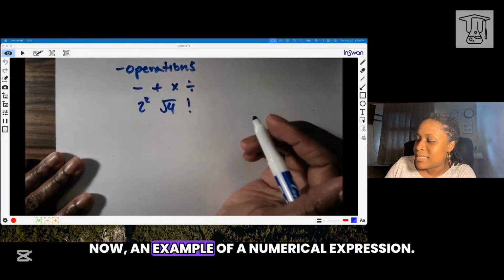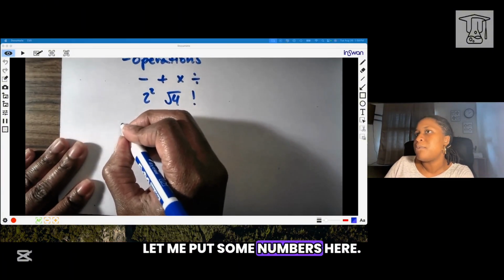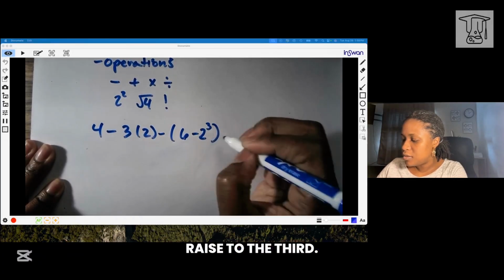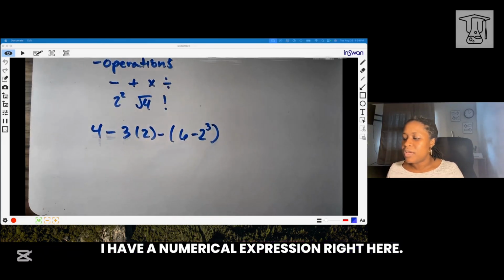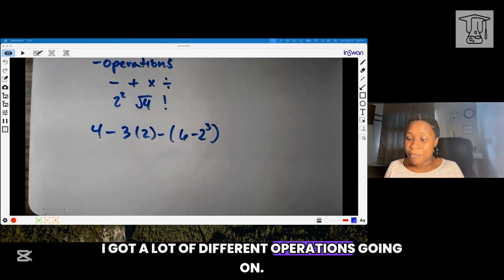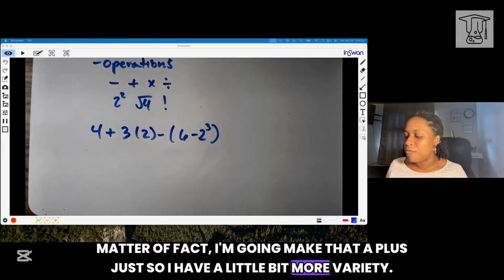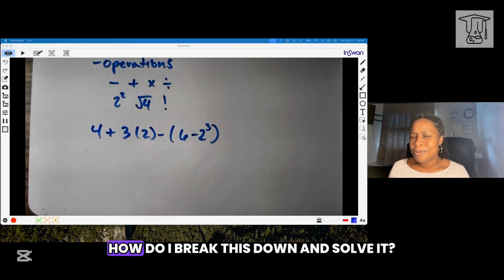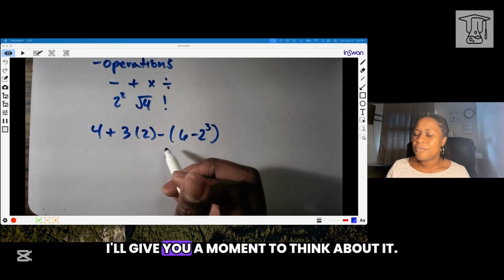Now, an example of a numerical expression, let me put some numbers here. I'm just going to write them out. Raised to the third. All right. I have a numerical expression right here. Got a lot of different operations going on. Matter of fact, I'm going to make that a plus, just so I have a little bit more variety. How do I break this down and solve it? You may know how to attack it already. I'll give you a moment to think about it.